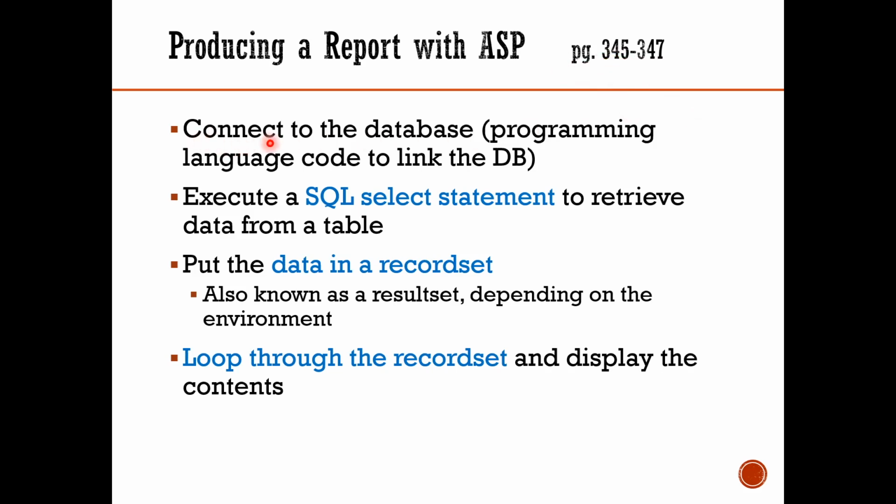So first of all, it's about connecting the database, meaning linking the programming to the database, and then we execute the SQL select statement to select the whole table or the whole database. Then we put the data in the record set, meaning the data is retrieved and stored in a record set. This is kind of a file, also known as a result set, depending on the environment. And then finally, we loop through the record set and display whatever content, because we want all the data to be ready and available.